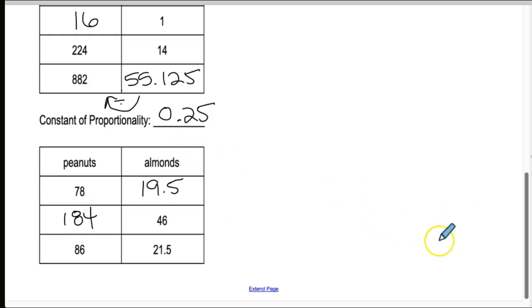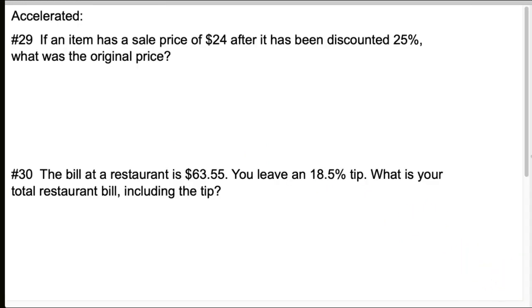Unless you're accelerated, then I would like you to go back to question number 29. Okay, back to question number 29 now. If an item has a sales price of $24 after it has been discounted 25%, what was the original price? So we know that this $24 is after a 25% discount.